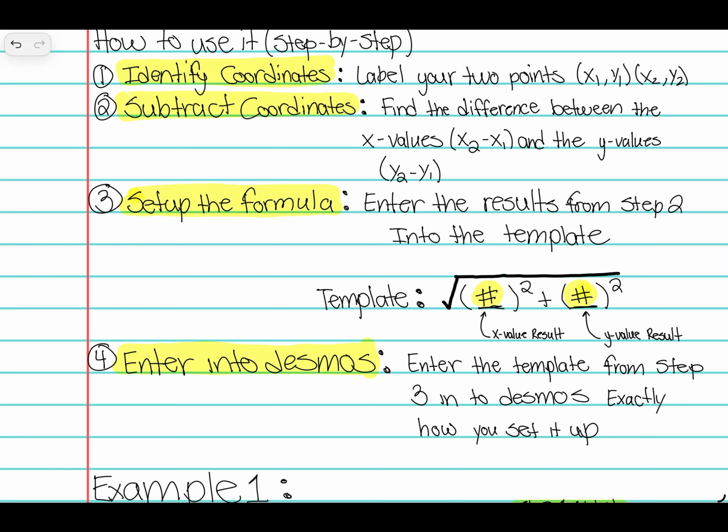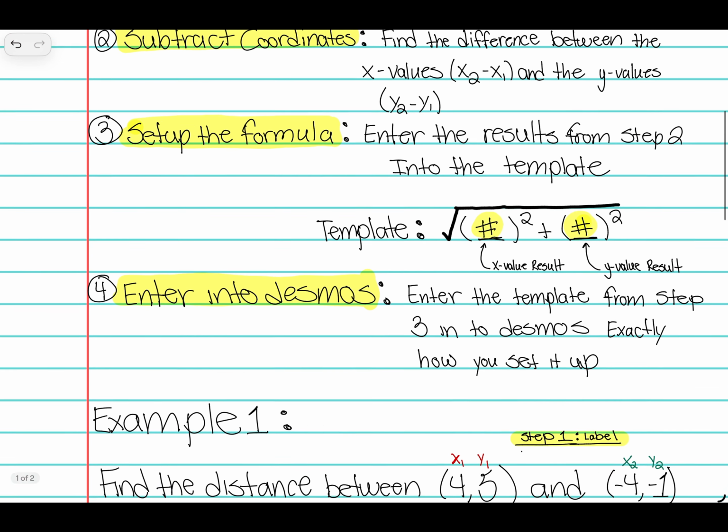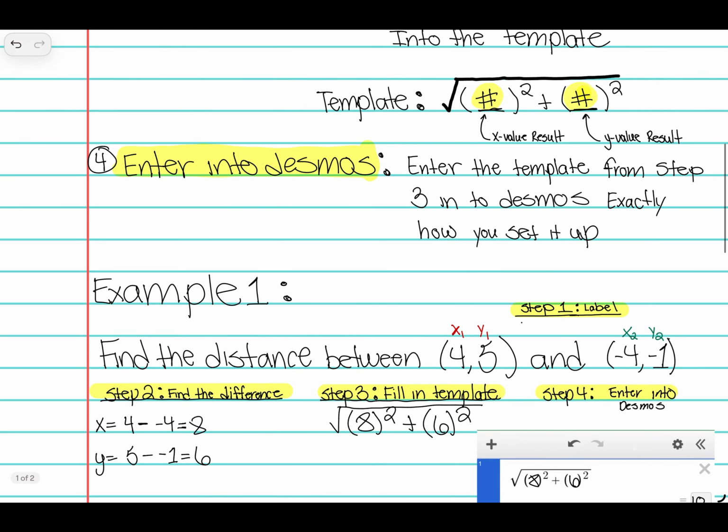Okay? So now let's walk through this as an example. It says find the distance between 4, 5 and -4, -1. Step 1 says that we need to label. So if you notice, I labeled x1, y1 as the first ordered pair that they gave me. And then the second ordered pair, I labeled as x2, y2. Step 2 says find the difference. We're going to be subtracting.